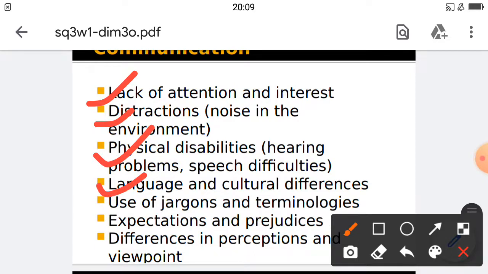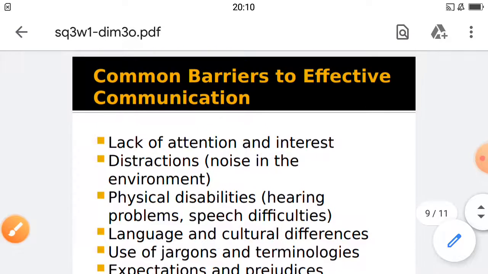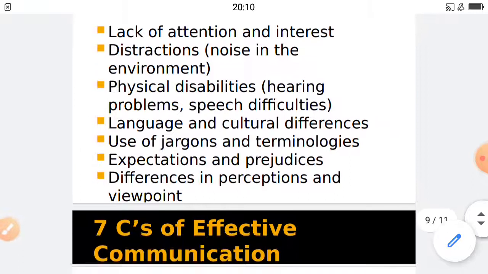language or linguistic and cultural differences, use of jargons and terminologies that makes the communication process very complicated and not easily intelligible to the layman, expectations and prejudices which may lead to false assumptions in most of the cases, or stereotyping in the mind of the individuals, and finally differences in perceptions and viewpoint. So these are some of the common barriers to effective communication.